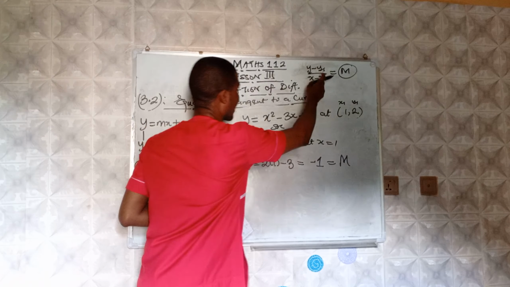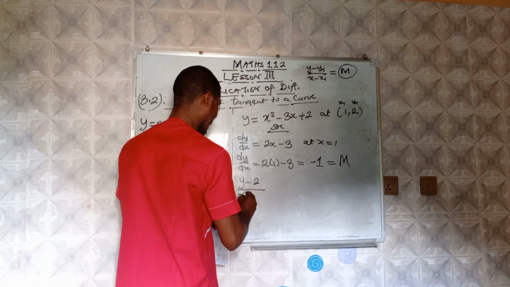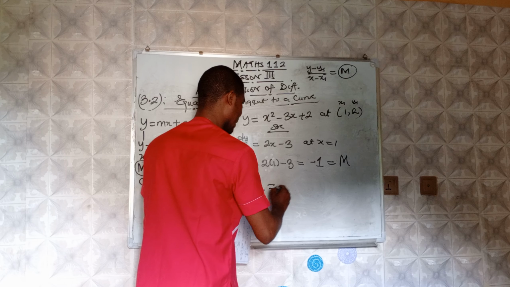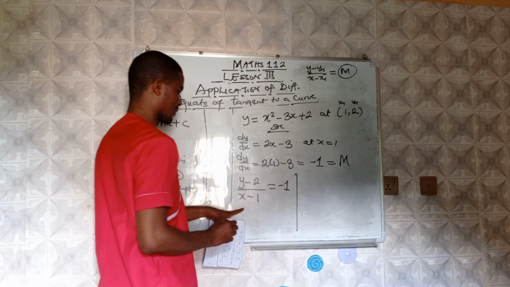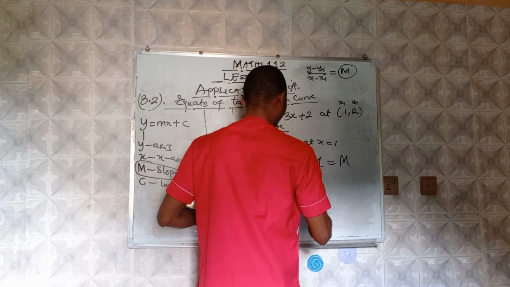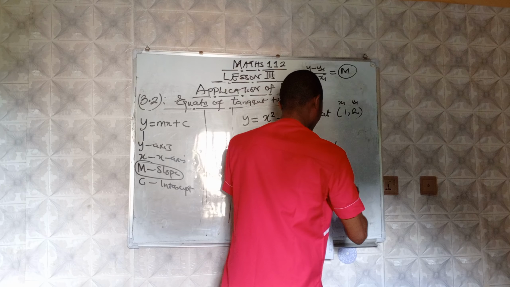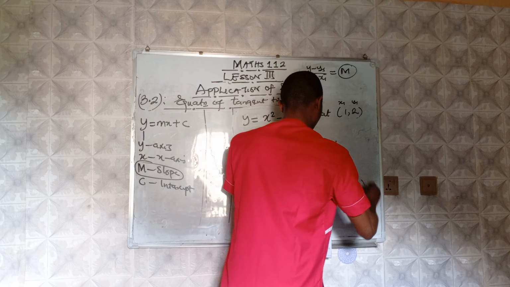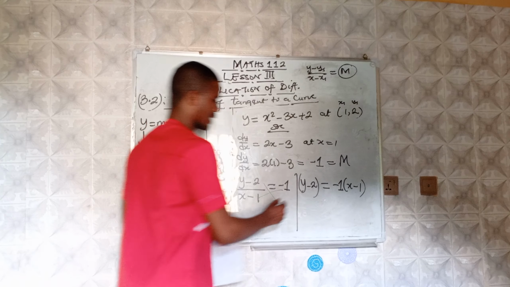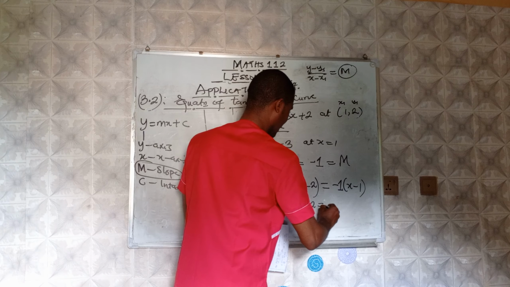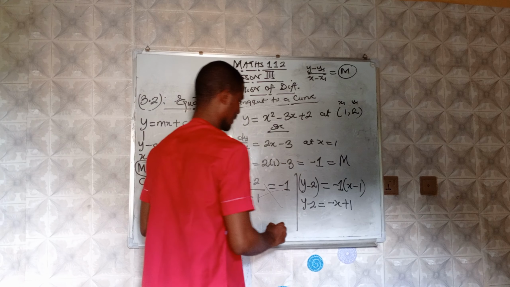Okay? Then I'll be applying this. I'll have (y minus y1, which is 2) over (x minus x1, which is 1) equals minus 1. What I'm going to do here is cross multiply. I have y minus 2 equals minus 1 times (x minus 1). See what I've done? I cross multiplied, so that I have y minus 2 equals minus x plus 1.